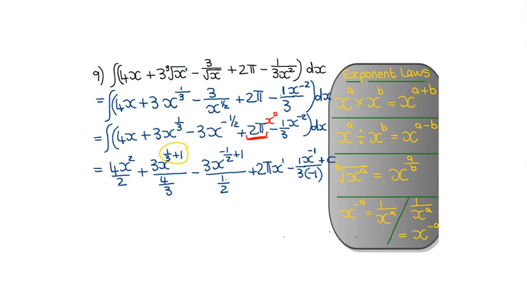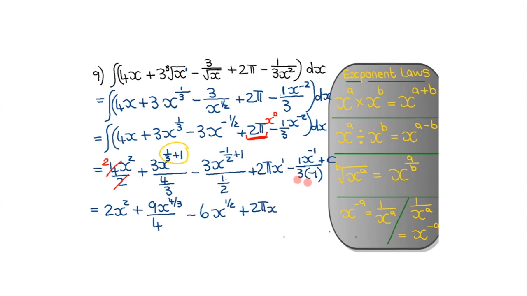So let's see if I simplify this. 2 will go into 4 2 times. I'm ending up with 2x squared. Plus, if I take 3 and say divided by the 4 over 3, I actually get 9 over 4, x to the power 4 over 3, minus, now I have to take the 3 divided by a half. Now 3 divided by a half, you can use your calculator, it's going to give me 6, x to the power a half, plus the 2 pi x.